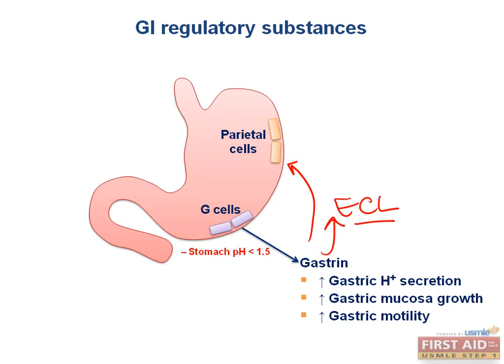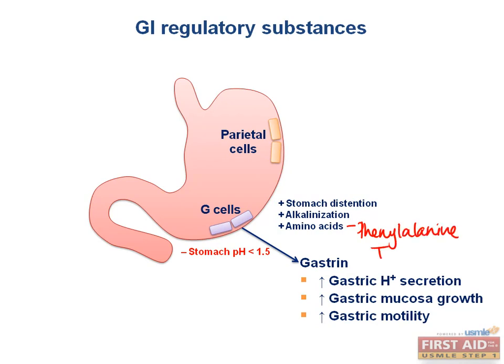Well, how is gastrin regulated? Gastrin production is increased by stomach distension or alkalinization. Also, it's increased by the arrival of amino acids or peptides, in particular phenylalanine and tryptophan. This makes sense since if you have food arriving into the stomach, you're going to want to increase the stomach acid load. Also, vagal stimulation will increase G cell secretion of gastrin.